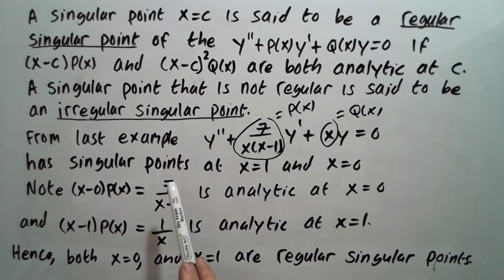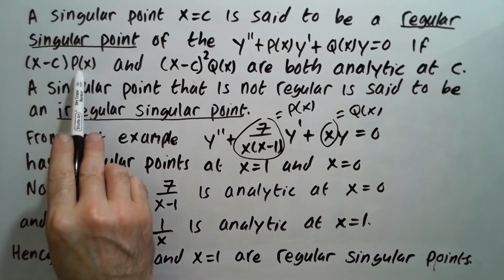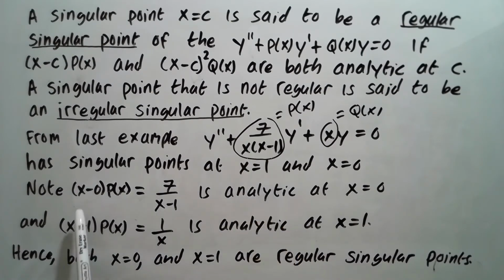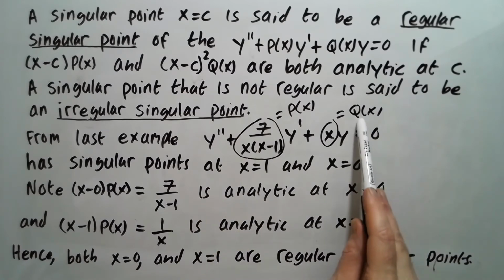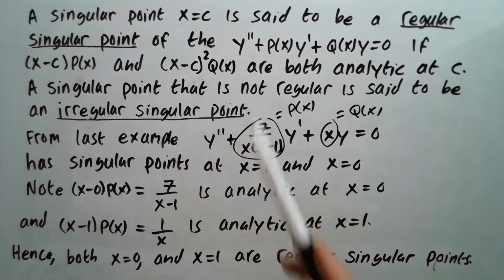But now, let's test it here. Let's go x minus c times my p. My p here is 7 over x times x minus 1. Let's check our x equals 0 point. So it'll be x minus 0 times p. So the x will cross off the x here and becomes 7 over x minus 1. And this actually does have a power series representation at x equals 0, so you're not dividing by 0 anywhere at this point. So it's analytic. I'm not checking q here because q of x equals x is already analytic, so there's no need to check that condition in this case.